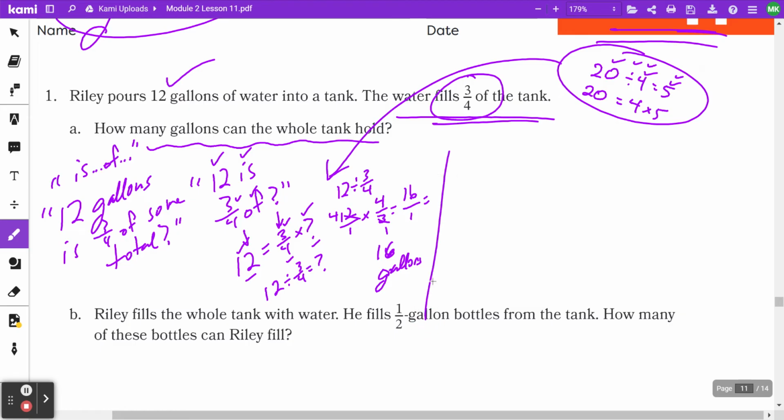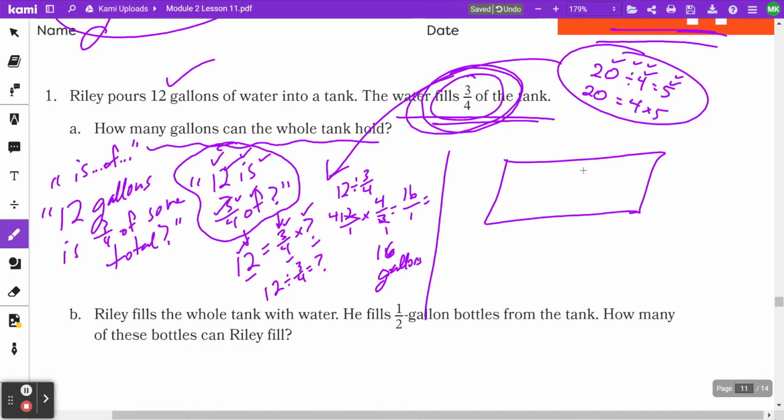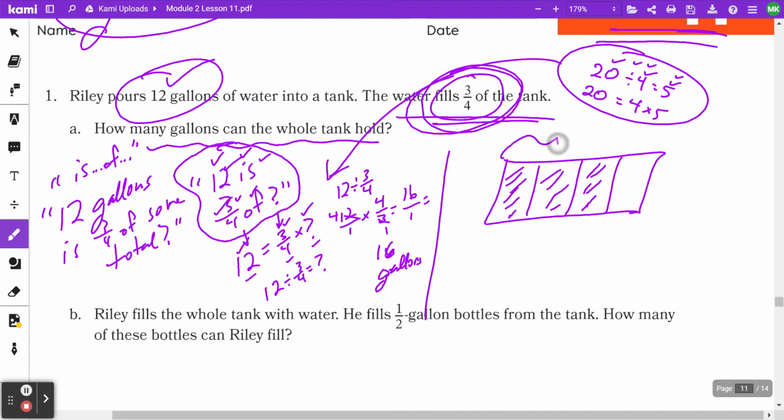Now, check this out. Here's the best part of this thing. Let's go back to this statement here and let's draw a diagram. It says 12 is 3/4 of. I want to build that tank. So I'm going to start with my tank and fill it 3/4 of the way. There's the 3/4 filled tank right there. 3/4 of my tank is filled. Now here comes that statement. The 12 is the 3/4. So here are my 12 gallons. Here's 3/4 of my tank.